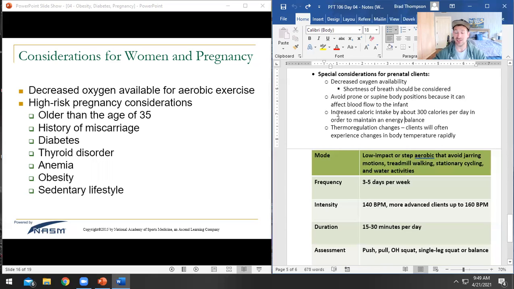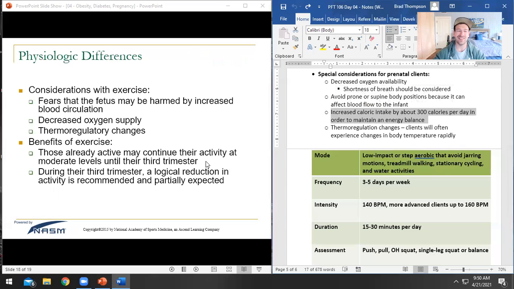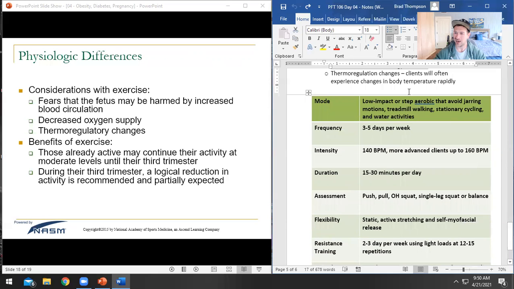So avoiding those positions. Again, this is probably putting a lot of emphasis on staying on the feet or staying in a seated position. You're going to need to see an increase in calories of about 300 per day in order to maintain an energy balance. Now, obviously, that caloric intake is probably going to be much more based on a doctor's recommendations. But in general, if you are instructing your client, say an increase of their normal calories of about 300 per day, on average. And then one thing to definitely consider is thermoregulation changes.